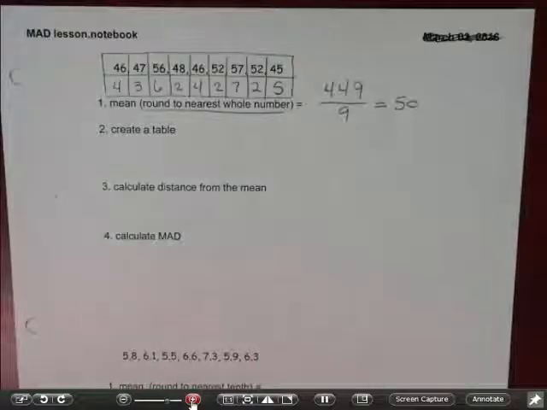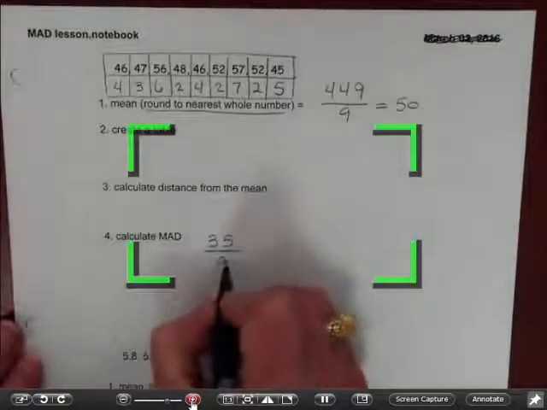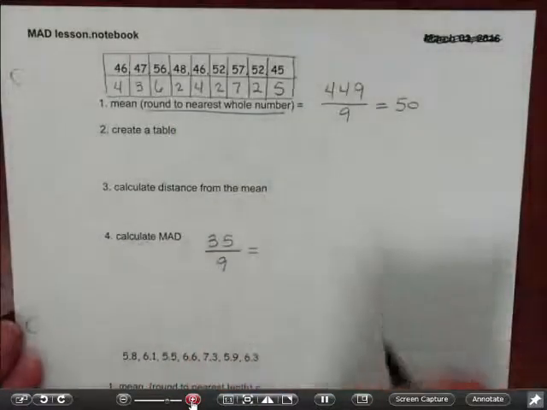Okay, so what's your total when you add those numbers? 35 is what I got also. And you're going to divide that by 9. And then what's your answer?